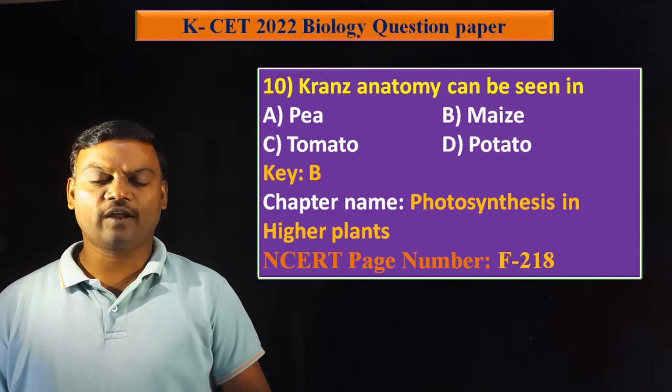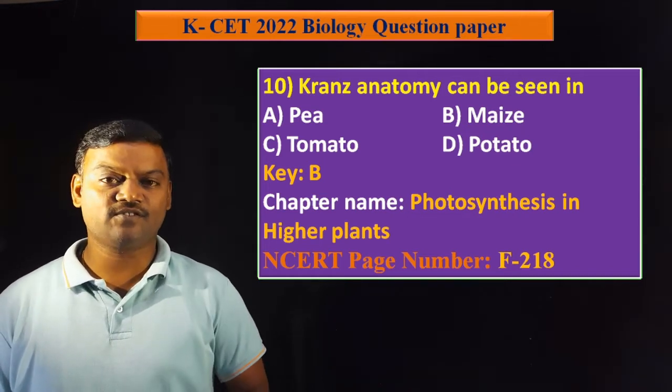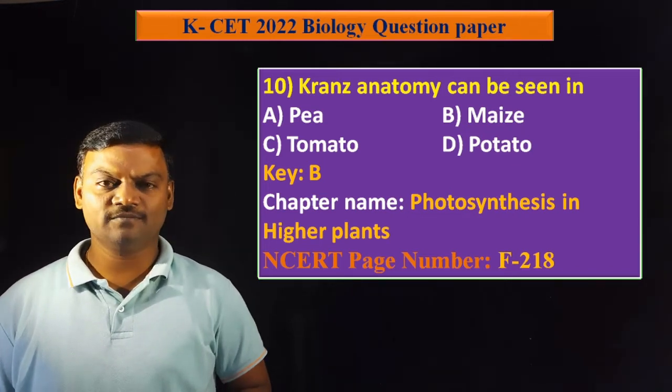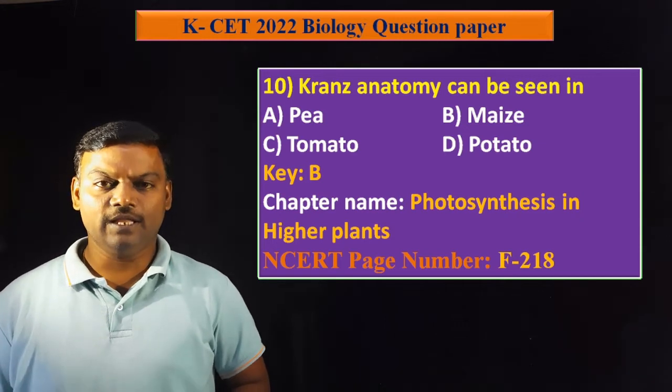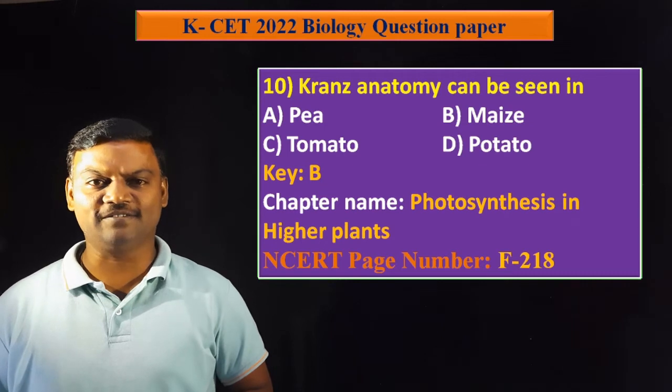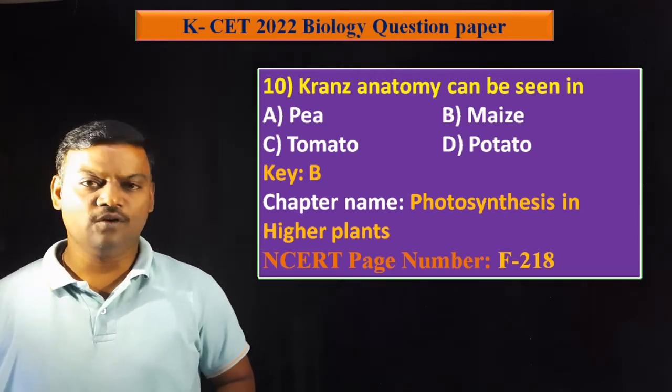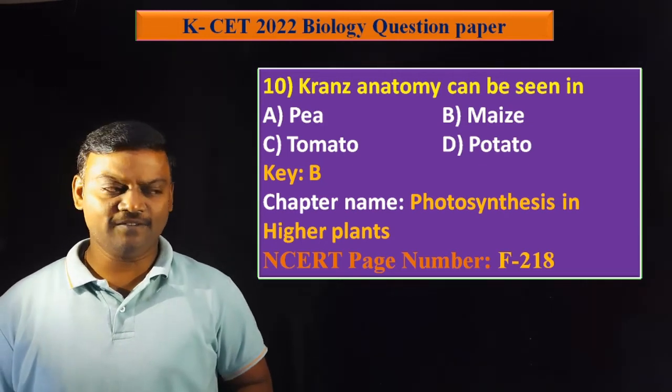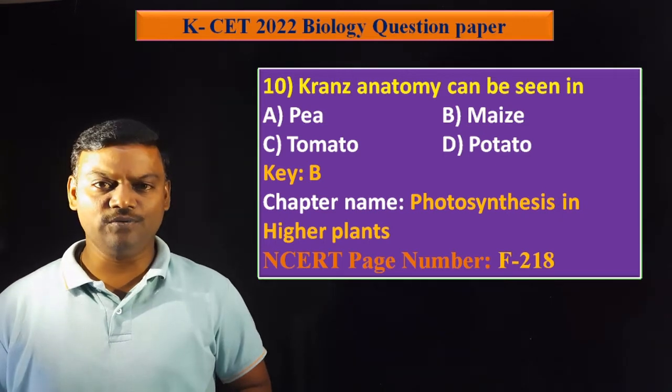So the presence of Kranz anatomy is a characteristic feature of C4 plants. In this Kranz anatomy, the bundle sheath cells are present around the vascular bundles. It is a question from Photosynthesis in Higher Plants, NCERT page number 218.